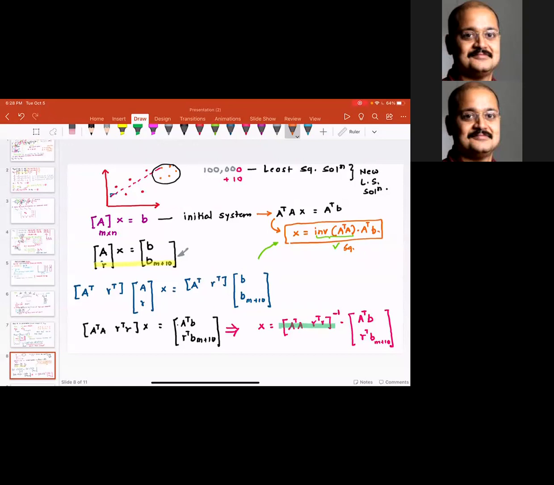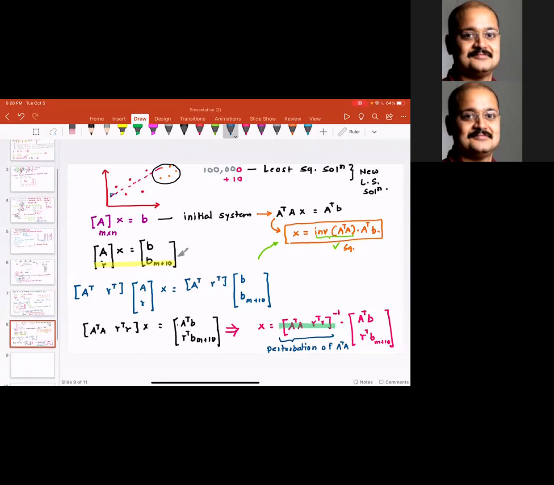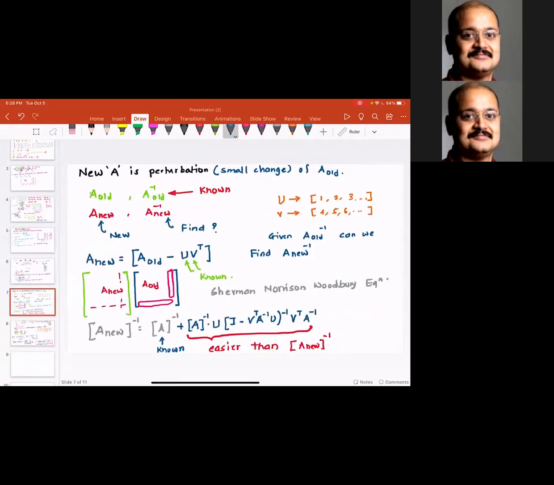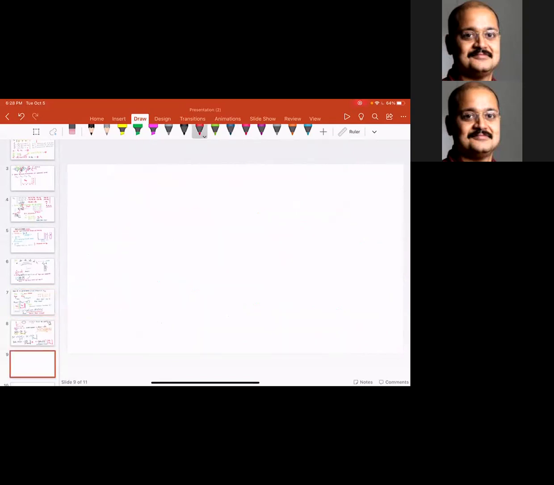And in that case, please note, this matrix is the perturbation of A transpose A. So given A transpose A, given the inverse of A transpose A, can I find out the inverse of the perturbed matrix? And for that, applying the formula, the equation which is called the Sherman-Morrison-Woodbury equation, this makes our life super simple.